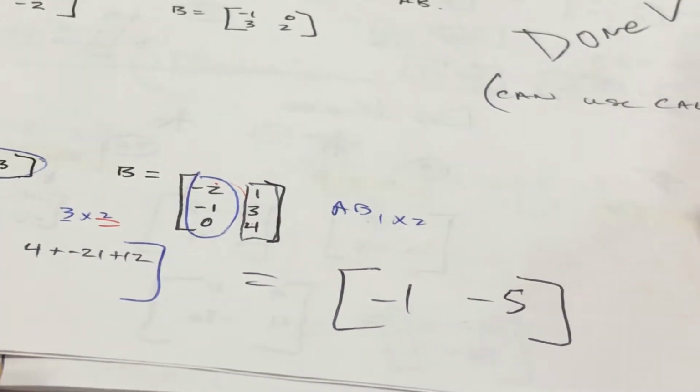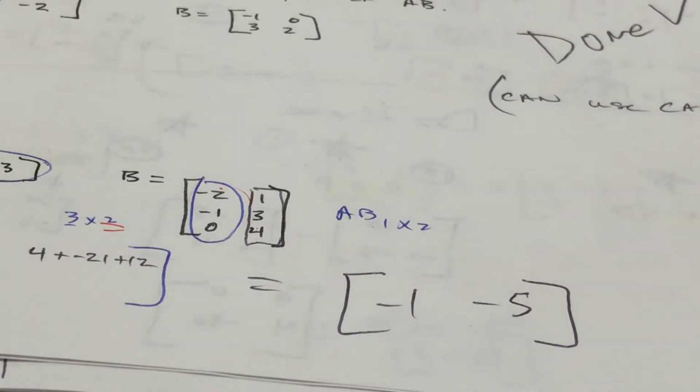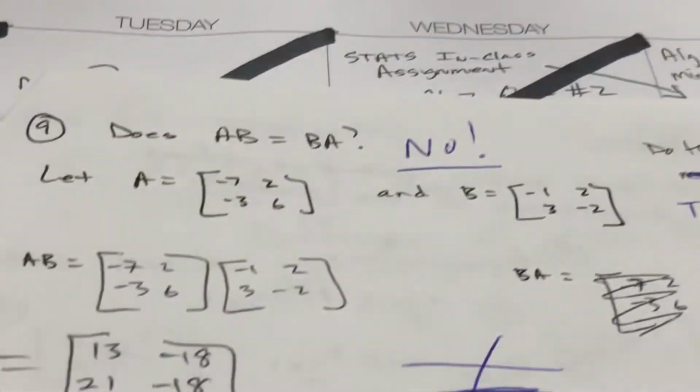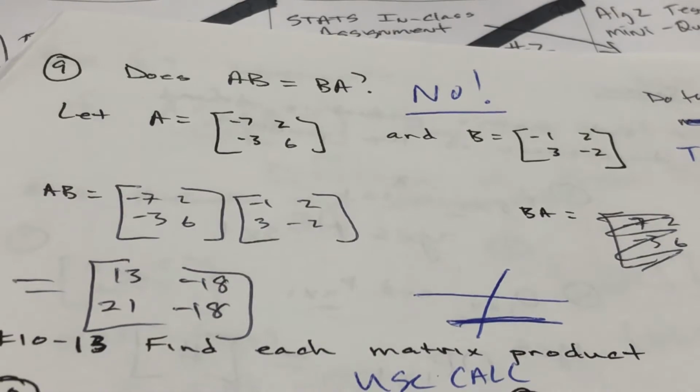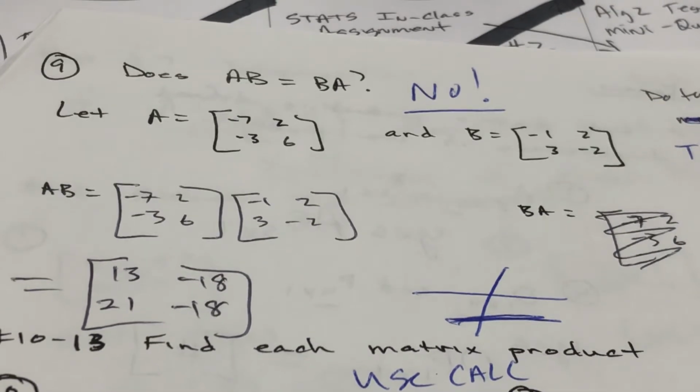So I showed Honors Algebra 2 how to do it by hand. You guys could use your calculator, which we'll talk about on Monday the 30th. Everybody fill this in. Does AB equal BA? So is matrix multiplication commutative like regular multiplication?